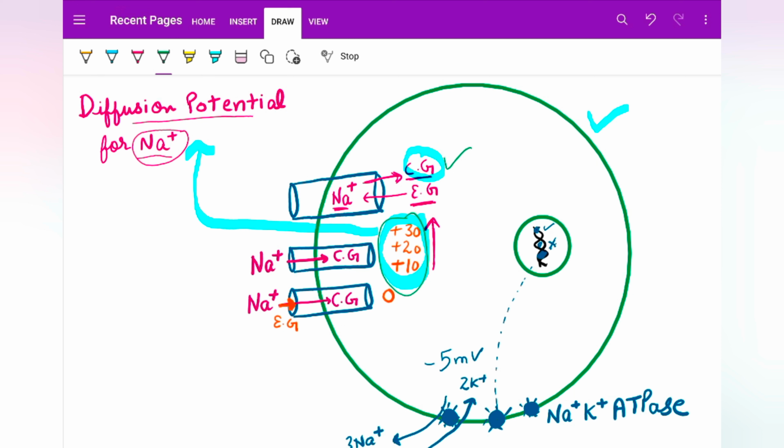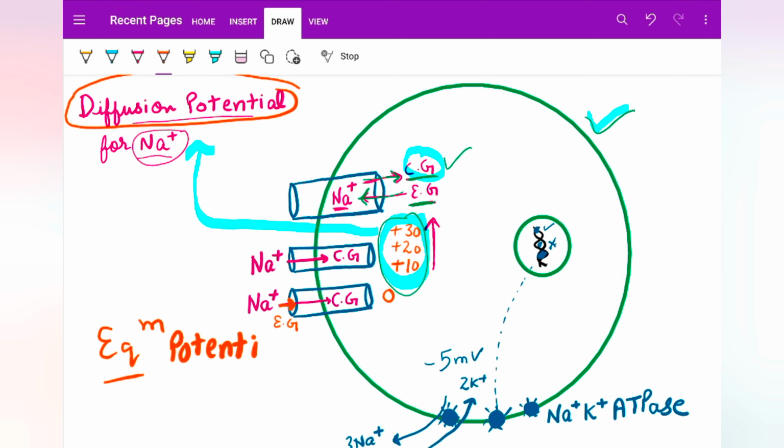And when this is achieved, the concentration gradient, which is acting inwards, and this electrical gradient, which is acting outwards, become absolutely equal, despite the fact that membrane is still permeable for sodium. At that particular potential, when diffusion potential of the membrane for sodium becomes strong enough that it does not allow any more sodium ions to come in, that is, it balances out the concentration gradient, we say membrane has achieved an equilibrium potential. Membrane has achieved an equilibrium potential for sodium.